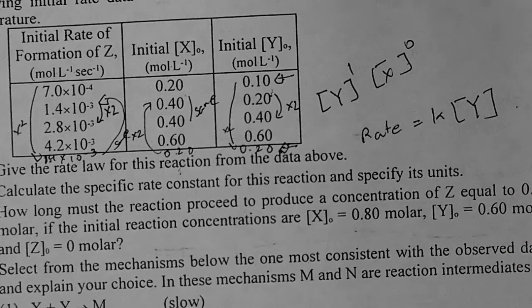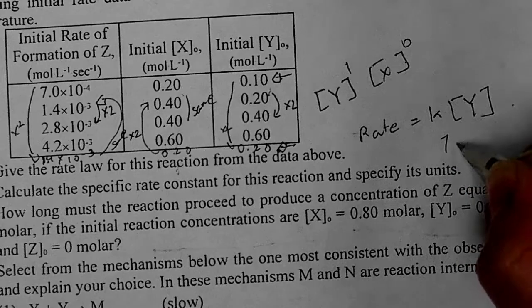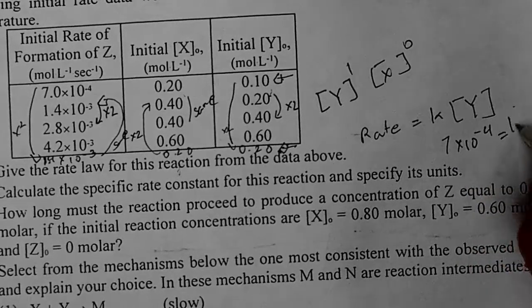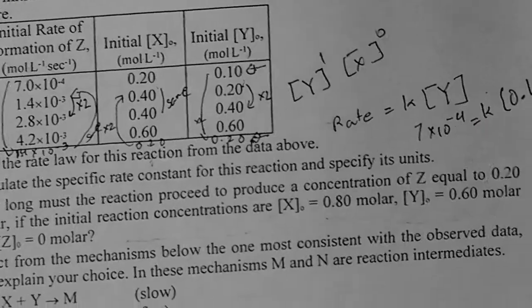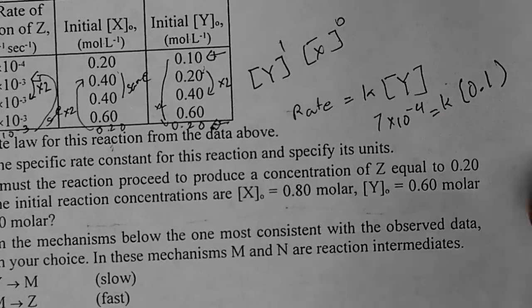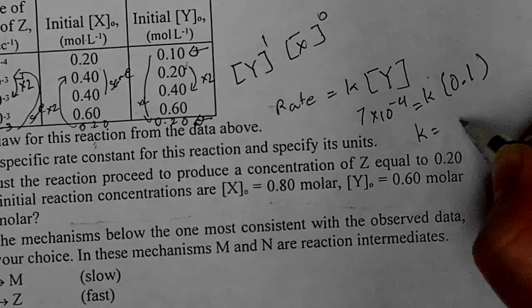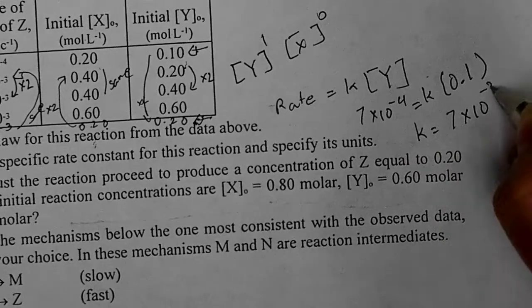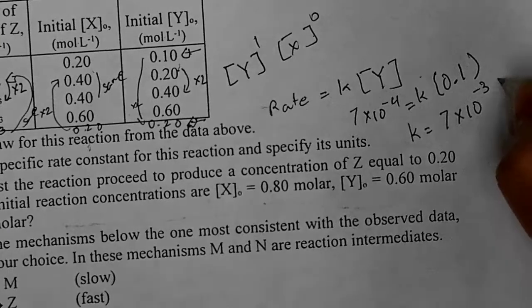Now, part B says calculate the specific rate constant for the reaction, specifying the unit. Again, same thing, you're just going to plug in any line you want. So the rate is, in this case, 7 times 10 to the negative 4 equal to K times, notice I'm only picking up Y. Make sure you're only picking up Y. Okay? Now I'm going to divide it by 0.1, which is the same thing as multiplying by 10. So K is equal to 7 times 10 to the negative 3, unit 1 over seconds. Good.